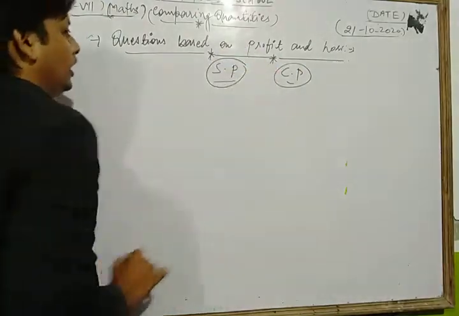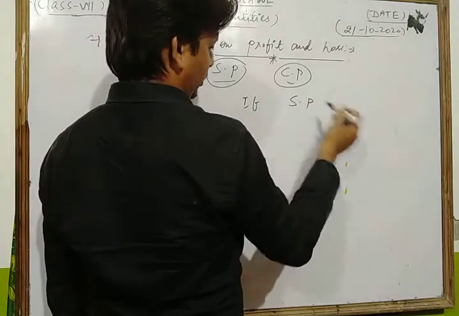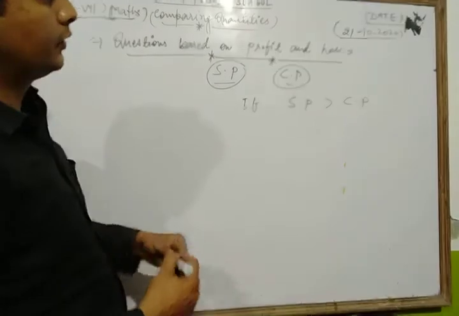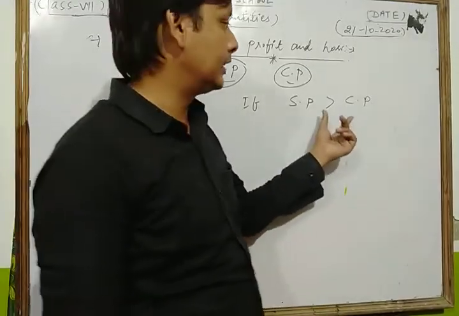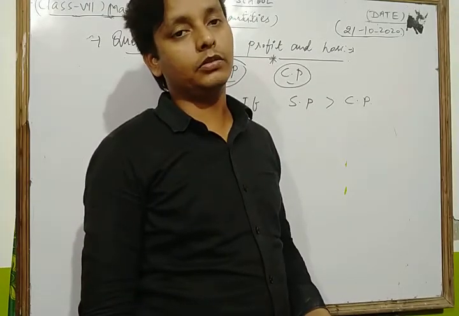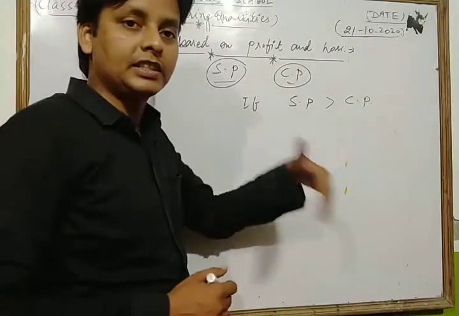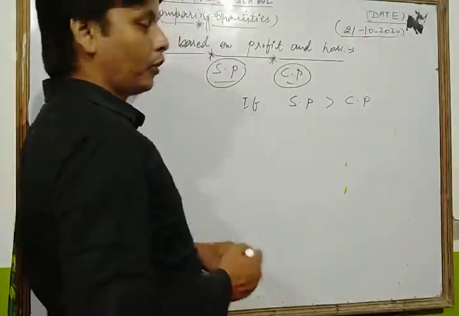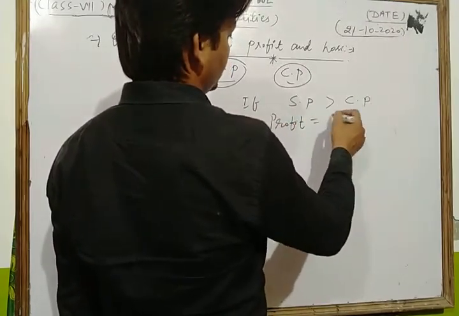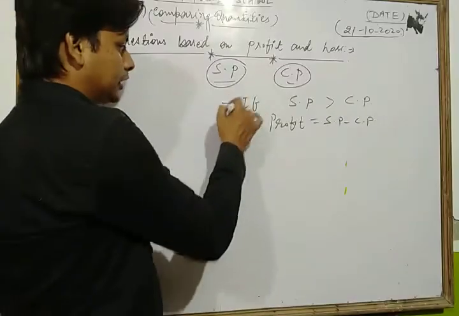Now look, if the selling price of an object is greater than the cost price of that object, then we always get profit. So the general formula for profit is equal to selling price minus cost price. This is the first condition.